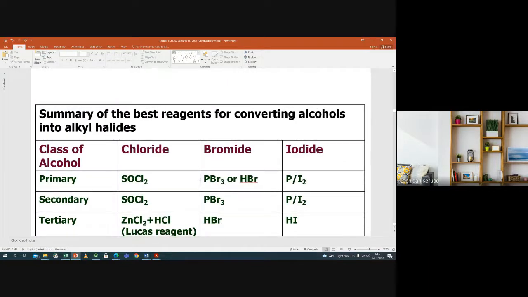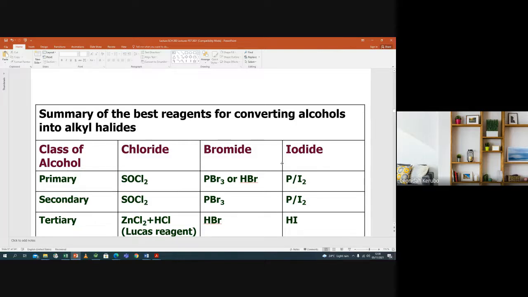So this is a summary on how to synthesize alkyl halides from alcohols. If you want to synthesize a primary or secondary alkyl chloride from primary or secondary alcohols, then you use thionyl chloride in both cases. But if you want to synthesize a tertiary alkyl chloride from a tertiary alcohol, you use Lucas reagent, which is a mixture of zinc chloride plus HCl. If you want to synthesize primary and secondary alkyl bromides from primary and secondary alcohols, then you use phosphorus tribromide or HBr for primary alkyl bromides, but for secondary you use phosphorus tribromide, and for tertiary, you use hydrobromic acid.